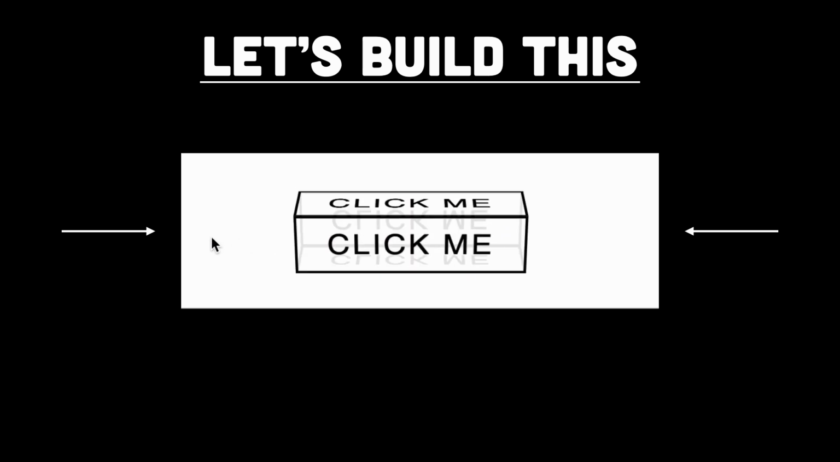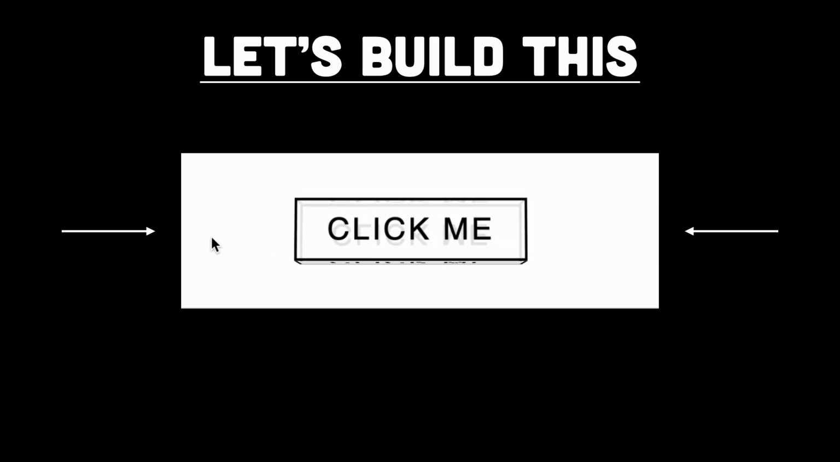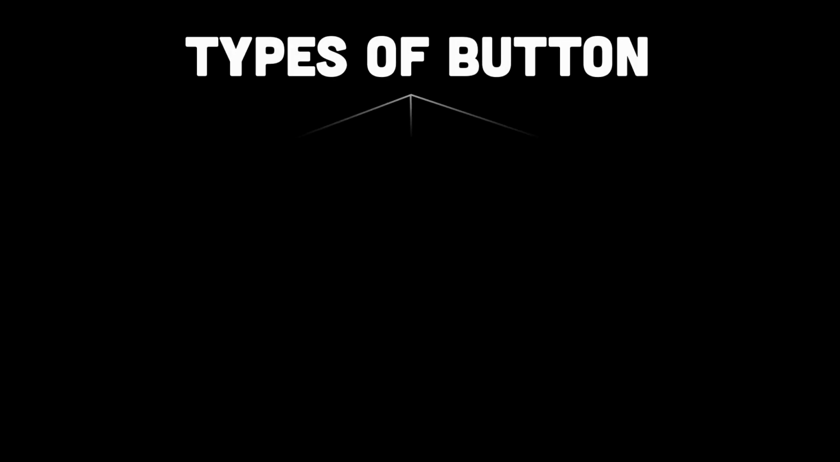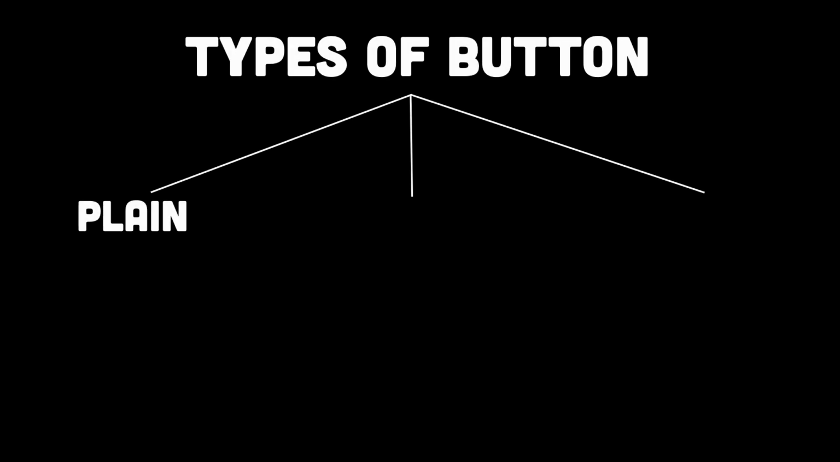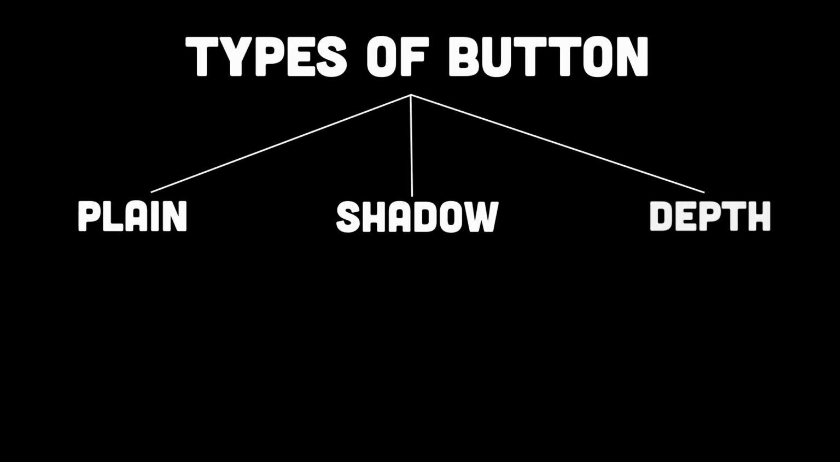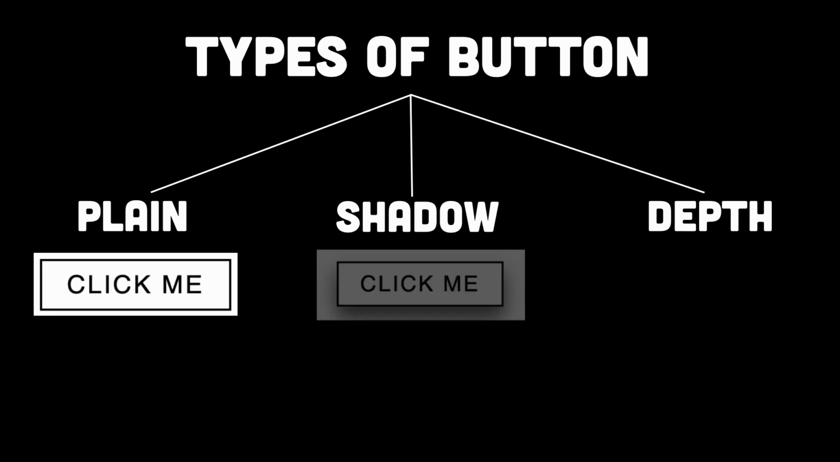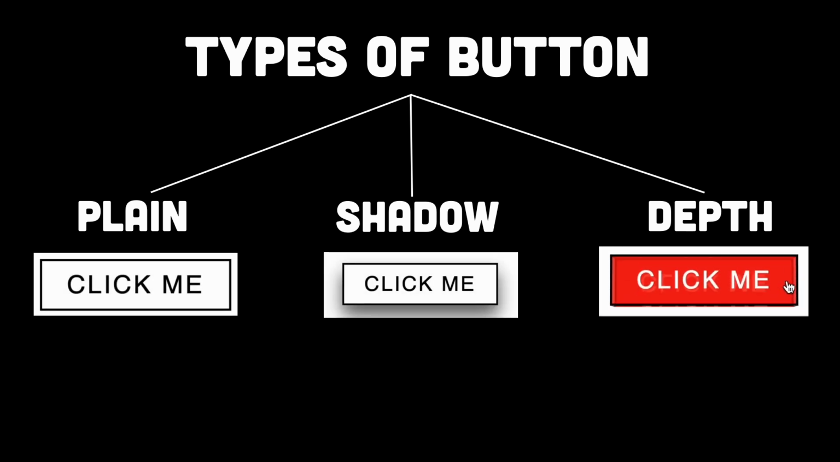Now before we dive into the code, let's understand what we are aiming for. A button that's more than just flat. We want to give it depth like a cube, and when you hover, it rotates. To achieve this, we will leverage CSS properties like perspective, transform, and transform style.